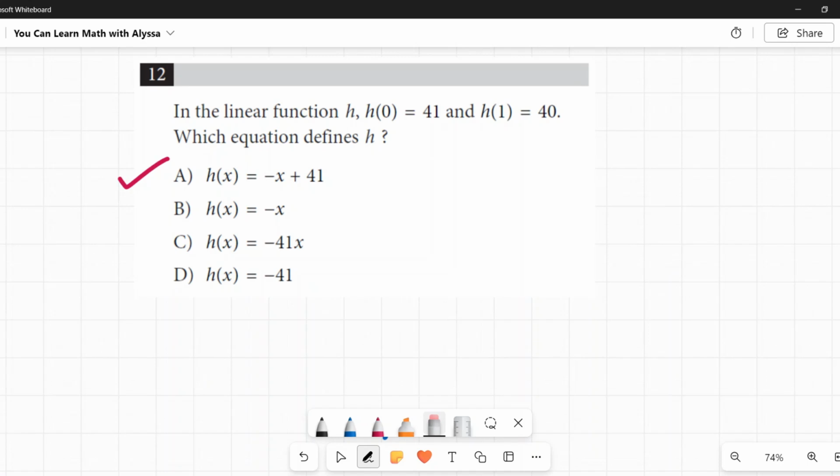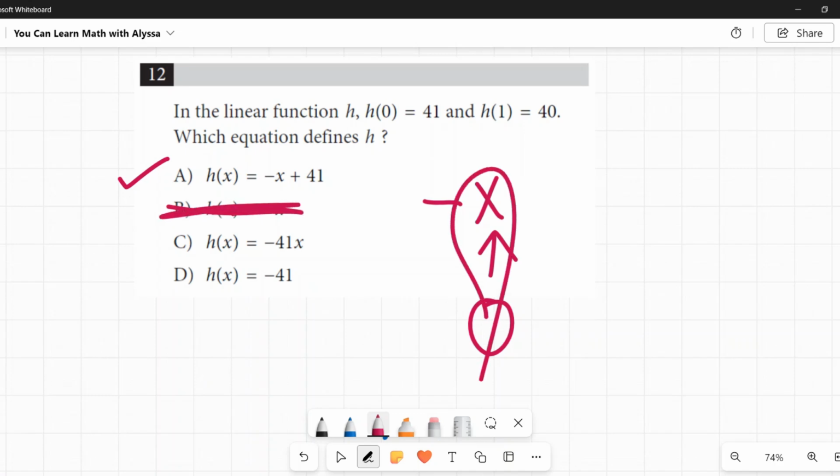Let's try B. h of x equals negative x. So I'm going to plug in a 0 wherever there's an x. So a negative 0 is just 0. And that's it. Did I get 41? No, I didn't. I got 0. So B is out. That is not an option.